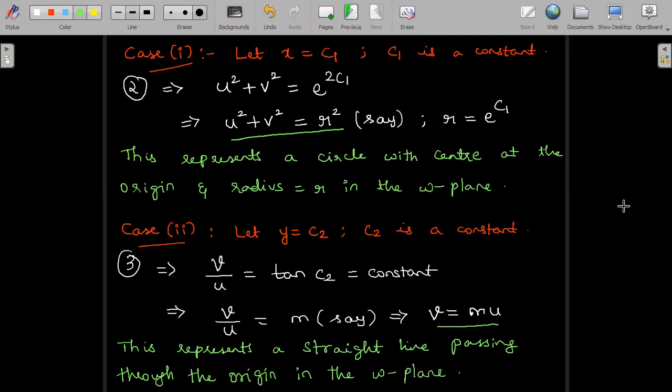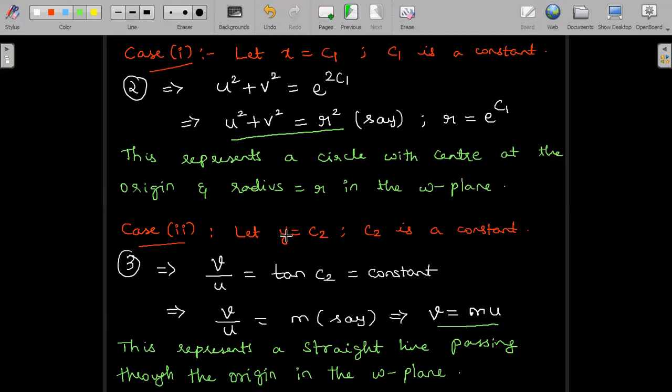Now the same thing we have to represent graphically. We'll draw a z plane with the axes x and y, and we'll draw a w plane with the axes u and v, and let us map these two equations. So let us conclude what is mapped onto what. The straight line x is equal to c1, a straight line parallel to the y-axis in the z plane, is now mapped onto the circle u square plus v square is equal to r square in the w plane, with center at the origin and radius equal to r. That is one of the mappings.